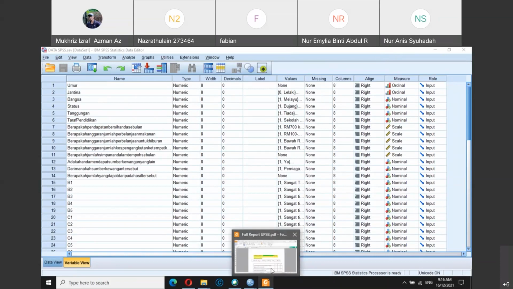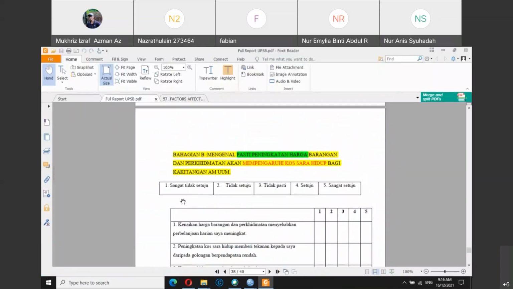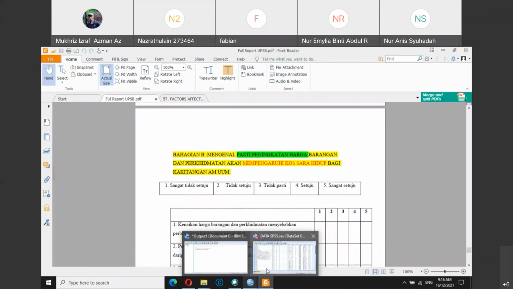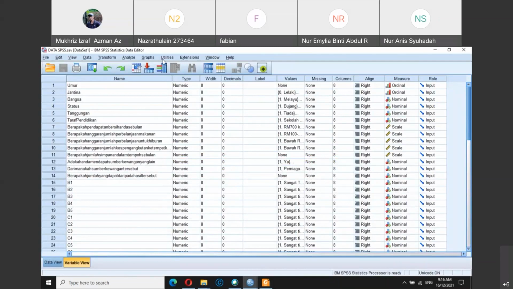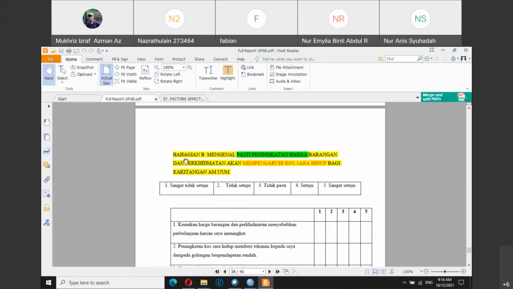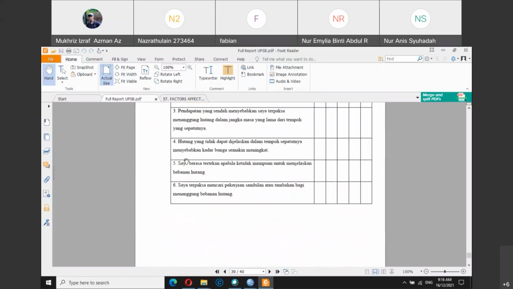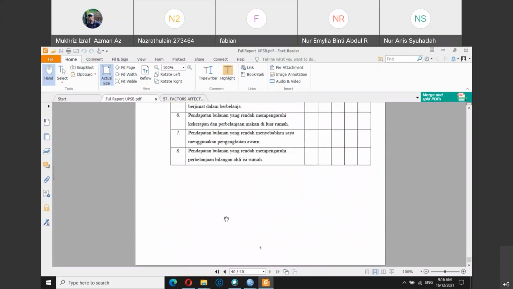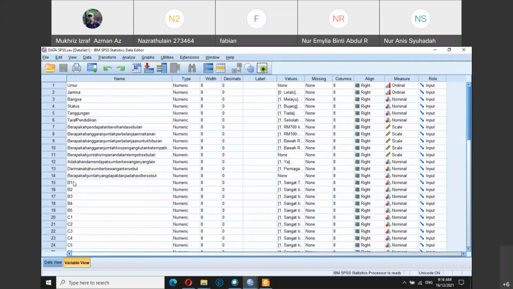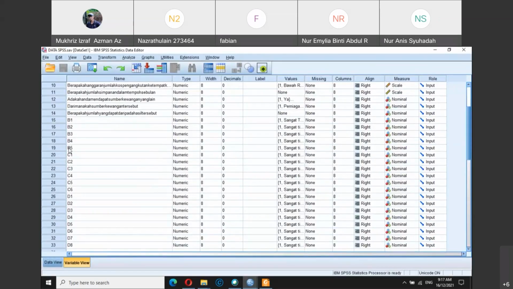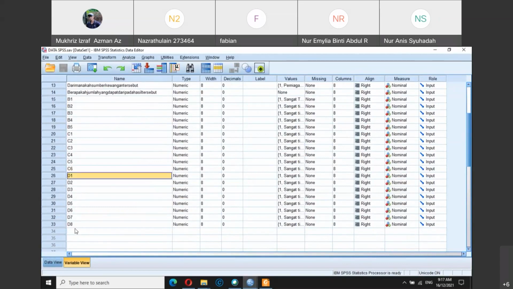Okay, so the two files, one is the thesis. I just want to focus on the Likert scale questions. The Likert scale questions are divided into section B, section C, and also section D. So B, C, and D are the Likert scale questions. You can see here B1 to B5, C1 to C6, and finally D1 to D8.